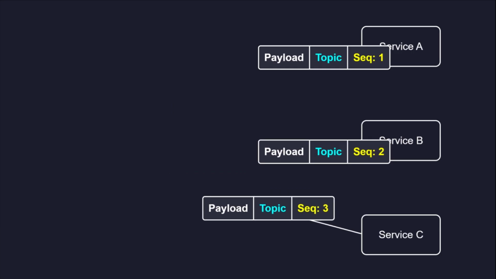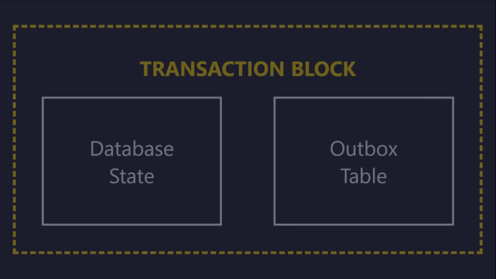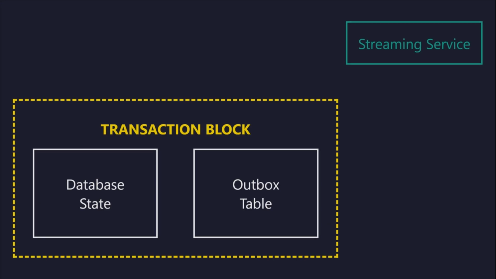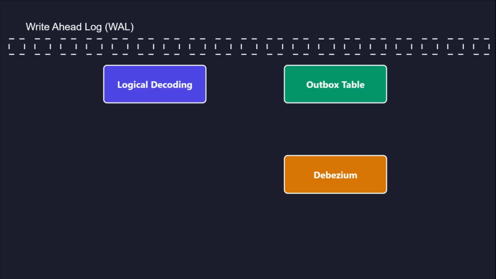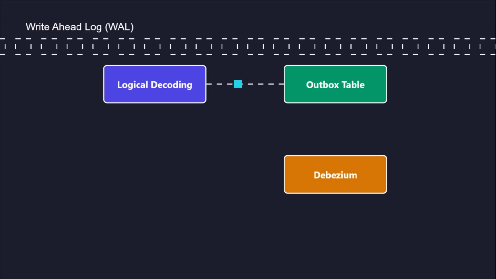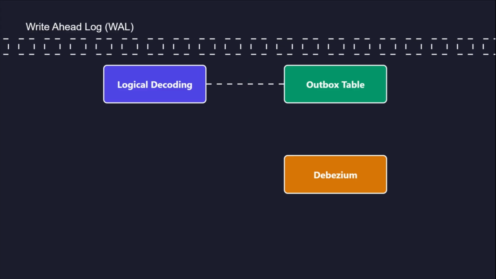In your application code, wrap the business logic and the outbox insertion in a single transaction block. This ensures that the message is only available for streaming once the primary database state change is safely committed to disk. Postgres logical decoding provides a stream of row-level changes by decoding the contents of the write-ahead log.